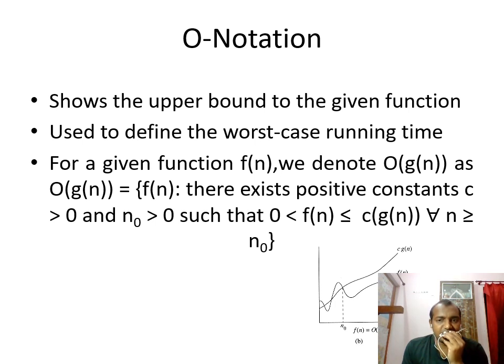For a given function f of n, we denote big O of g of n as big O of g of n is equal to f of n, such that there exists positive constant c greater than 0 and n naught greater than 0, such that f of n is always greater than 0, which is less than or equal to c of g of n for all n greater than n naught. You can see in the given figure c of g of n shows the upper bound of the given function, and this n naught is the threshold value. It means after this value, the conditions hold.